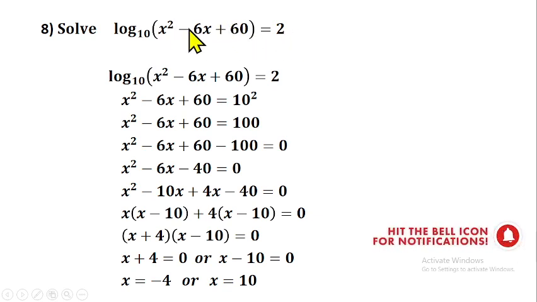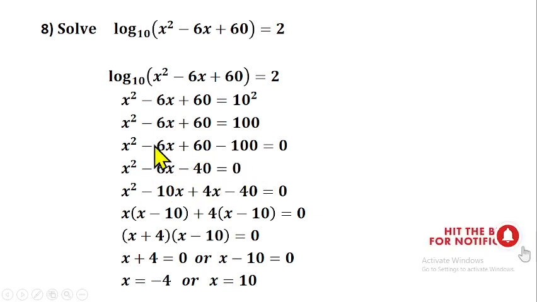So we have to get the value of x in this case. Then how do we do that? It's very simple, by using what we have been using so far. You have 10 raised to power 2 to give us whatever you have in the bracket, s squared minus 6s plus 60. As the interpretation of logarithm, 10 raised to power 2 is 100. Then you can collect like terms. You have s squared minus 6s plus 60 minus 100 equal to 0. Then 60 minus 100 will give us minus 40.